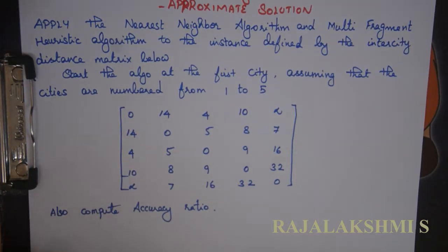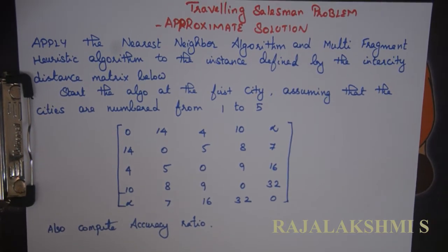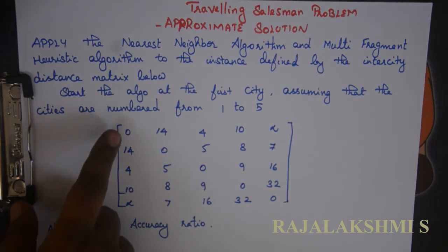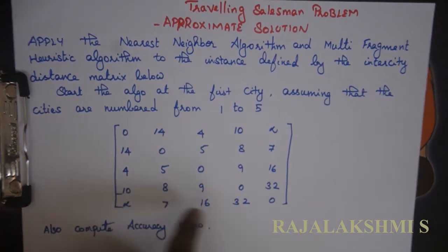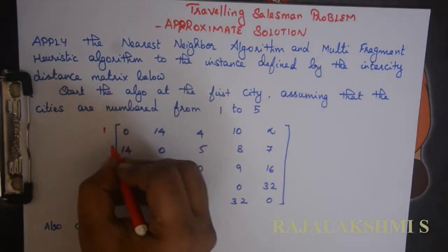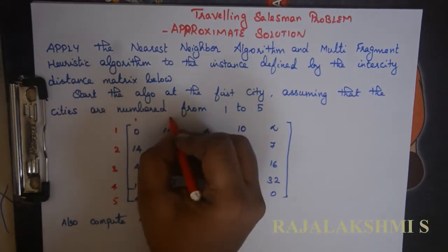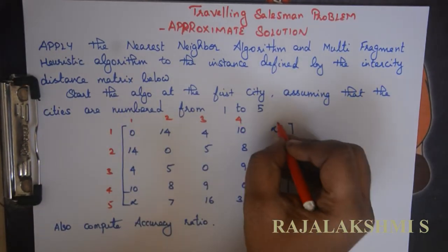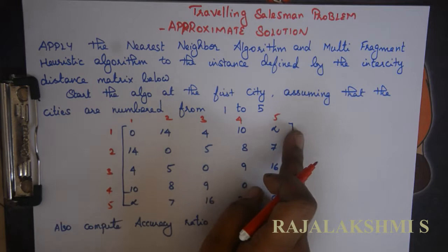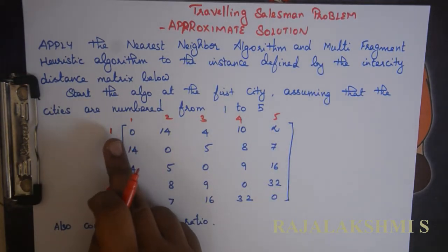In this lecture, we are going to discuss the traveling salesman problem. We know that the traveling salesman problem can be represented as a graph. Here I am giving the graph with the help of a matrix. We have 5 cities, 1, 2, 3, 4 and 5, and this matrix represents the distance between these cities.